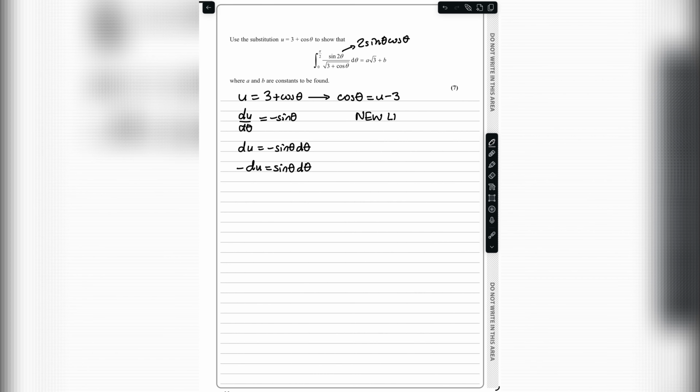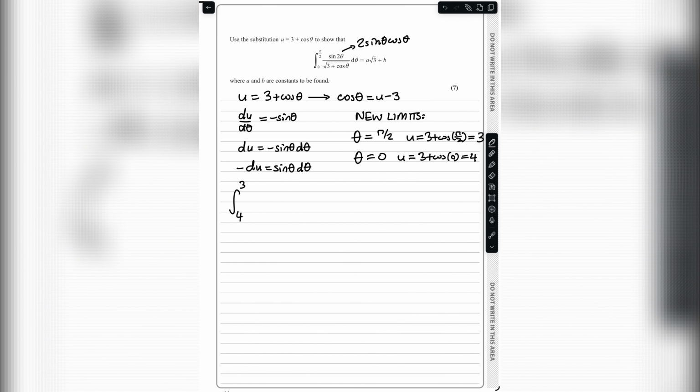And in order to determine our new limits, we need to substitute theta as pi over 2 into our substitution. So u equals 3 plus cos of pi over 2. And when you put that into your calculator, remembering that your calculator must be in radians, you get 3. And when theta equals 0, u equals 3 plus cos of 0, and that equals 4. And where we have sine 2 theta, we can replace that with 2 sine theta cos theta. But remember that we can write this integral as 2 times cos theta sine theta d theta all over our denominator, which is 3 plus cos theta in our square root.